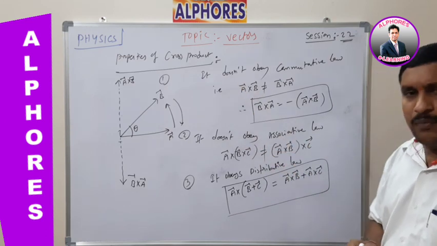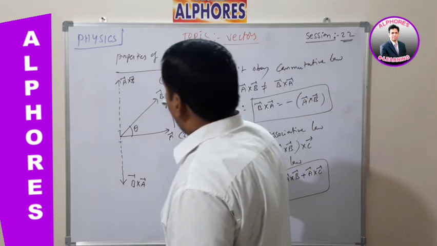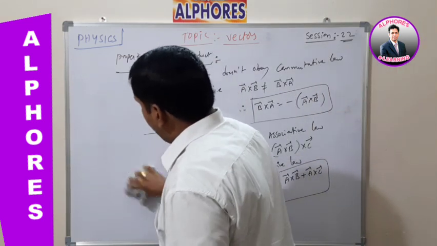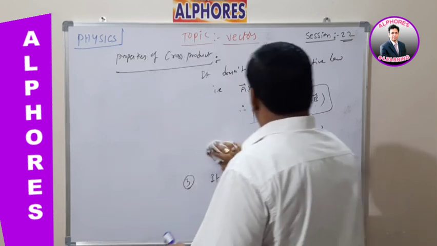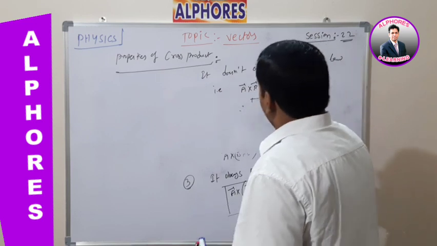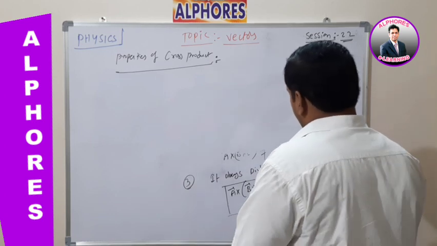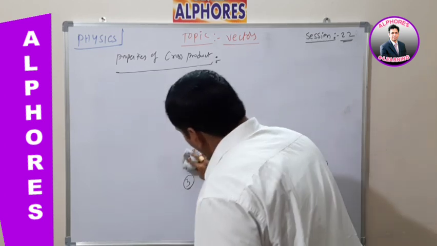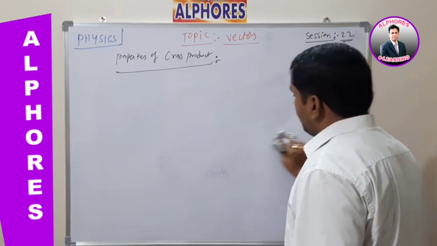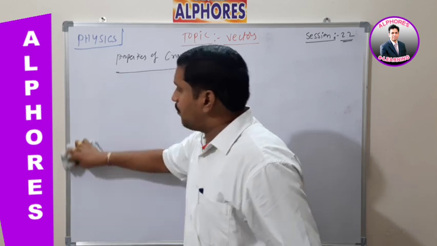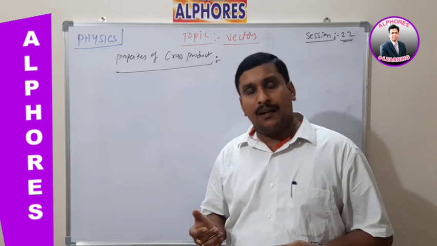After that I have to go with the properties of the cross product of two vectors when these vectors are parallel, anti-parallel, or perpendicular. Yesterday I already completed that one, so I will just give the relations. You have to recollect the cross product of two vectors: the actual definition, the actual laws, and the properties, meaning the value of the cross product for parallel, anti-parallel, and perpendicular vectors.